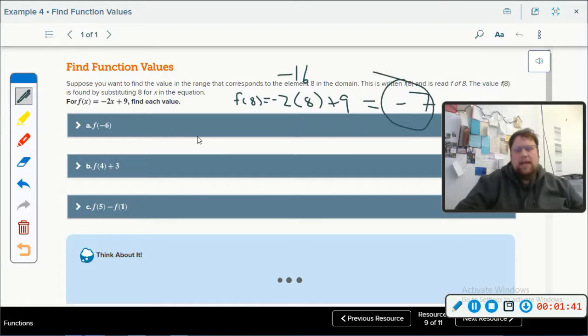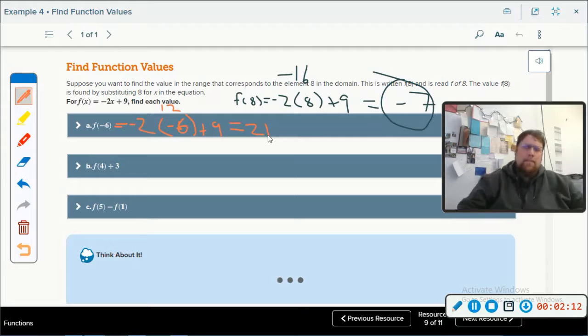Look at that. So let's try f of negative 6. I'm going red. So what does that equal? That equals negative 2 times negative 6 plus 9. Negative 2 times negative 6: 2 negatives make a positive. 2 times 6 is 12. 12 plus 9 equals 21.